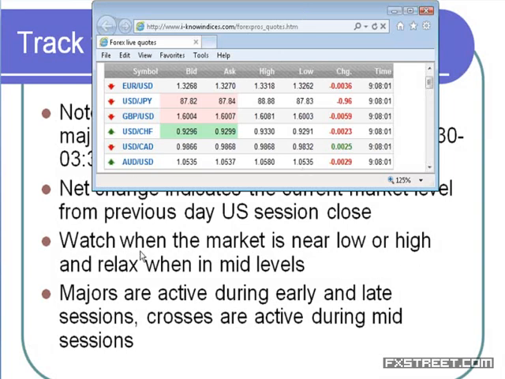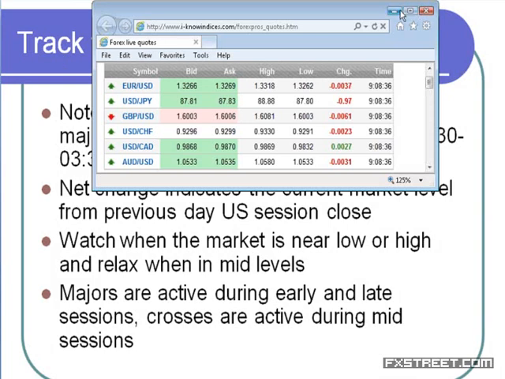So when the market is near the low or the high, we try to enter into the market. And when they have breached the low or breached the high and then gone, we watch with a relaxed mind and find out what they intend to do. So always during the early and the late sessions, we enter and exit in the case of the majors, and during the mid sessions we can focus on the crosses.